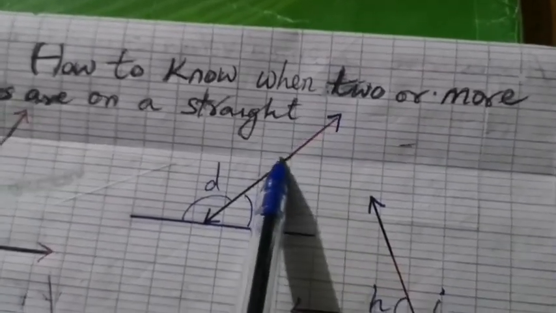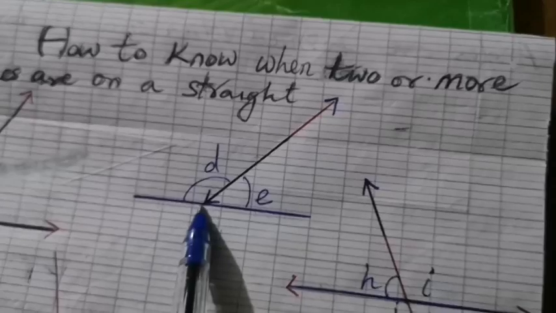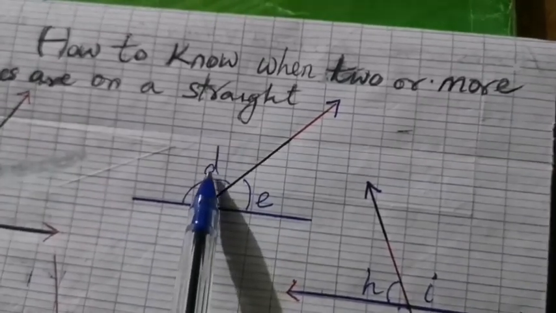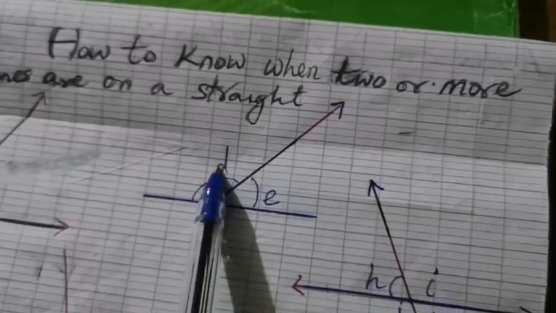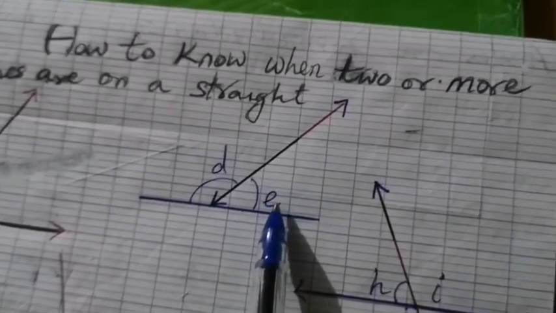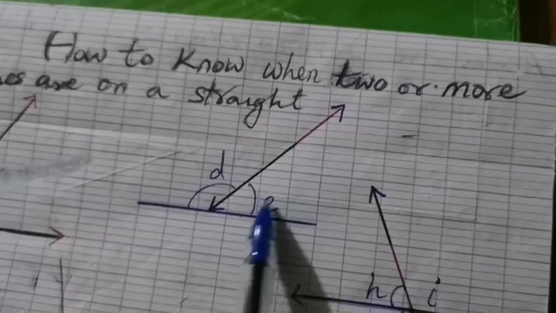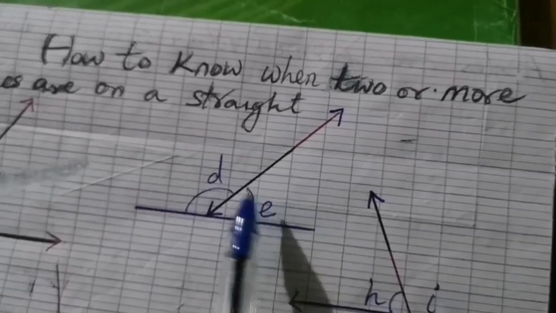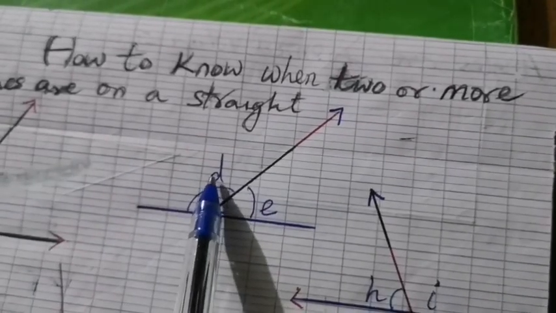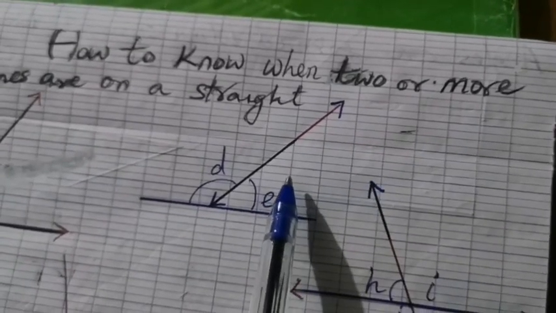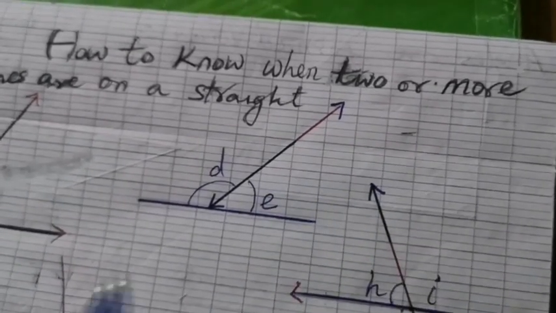So this line on touching this very baseline here formed two angles, which are D and E. So like we said, the sum of angles on a straight line is equal to 180. So these two angles, angle D plus angle E, will give us 180 degrees. Okay, let's look at this one.